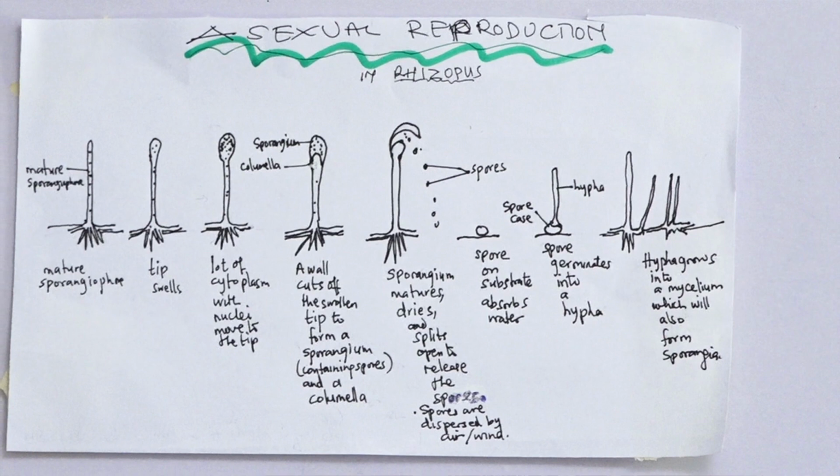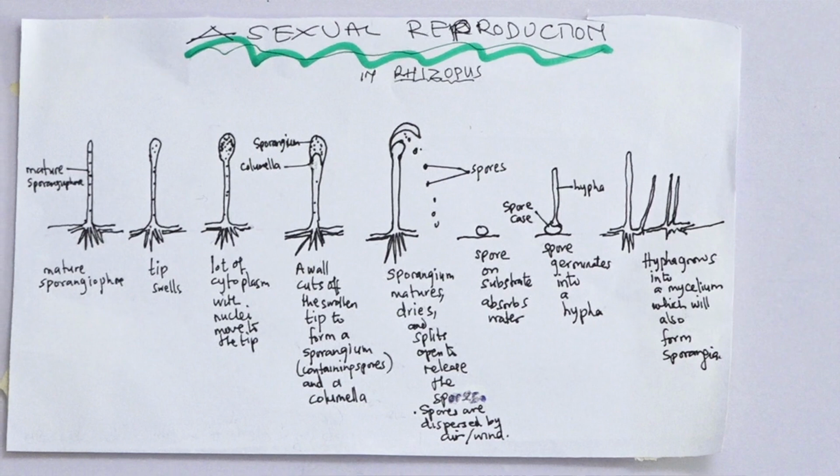So let's look at asexual reproduction in Rhizopus. Now you have a spore that has grown into a hypha. The upright hypha is a mature sporangiophore. The cytoplasm and the nuclei move to the tip. The tip is swollen, and much of the nuclei and cytoplasm fill the tip.